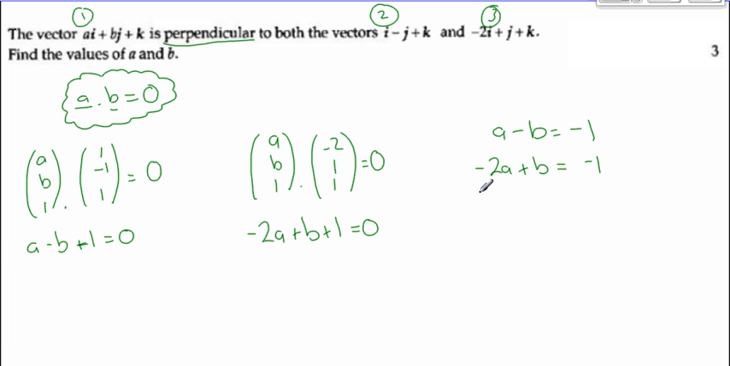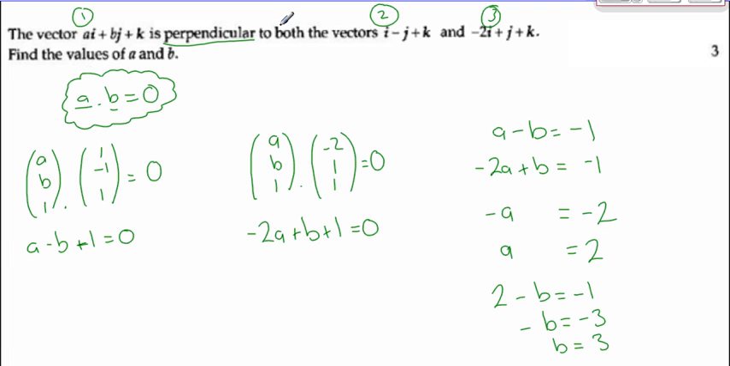Okay, so then these are different, so we're going to add them together. So it's minus a is equal to minus 2, so a is equal to 2, and then subbing back in, let's put it back into the top one, 2 subtract b is equal to negative 1, so negative b is equal to negative 3, so b is 3. So marking 1 for each equation here, and then 1 for solving the simultaneous equations.